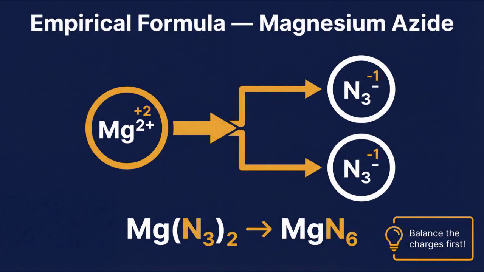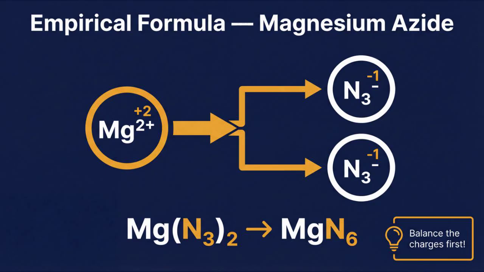Now let's talk about empirical formulas. Here's a good one: magnesium azide. Magnesium forms an ion with a 2+ charge, that's Mg2+, and azide, that's N3-, with a 1- charge. To balance the charges, we need two azide ions for every magnesium ion. So the formula is Mg(N3)2, which expands to MgN6. The method? Balance the ionic charges, then write the simplest whole number ratio.